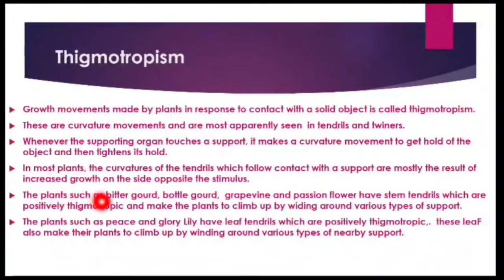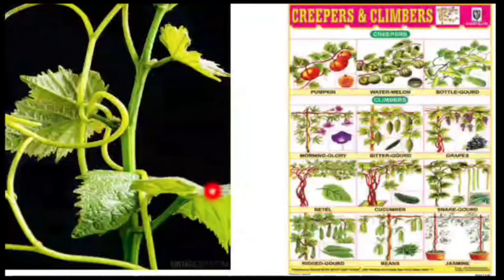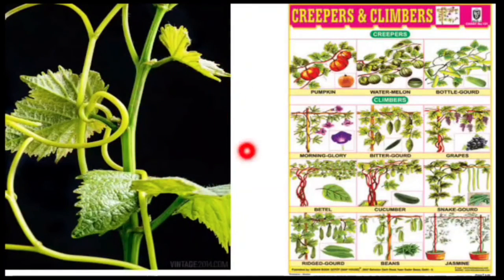The plants such as bitter gourd, bottle gourd, grapevine and passion flower have stem tendrils which are positively thigmotropic and make the plants climb up while winding around various types of support. The plants such as peas and lily have leaf tendrils which are positively thigmotropic. These leaves also make their plants climb up by winding around various types of nearby support. So here are the examples of some creepers, climbers and twiners which show thigmotropism.